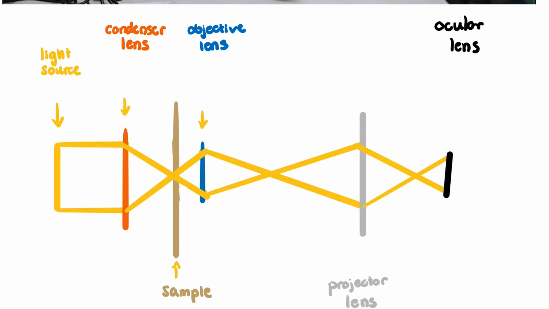Now, this light passes through the objective lens where it's magnified and passes through a series of mirrors until it reaches the projector and ocular lenses where we receive our final image.